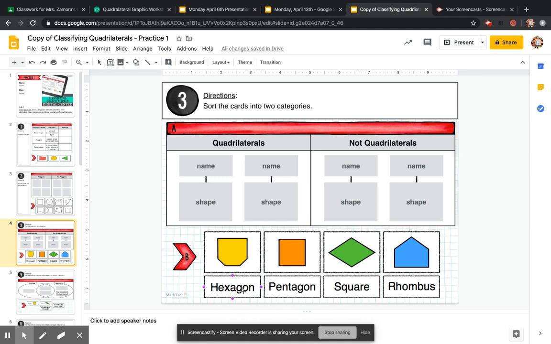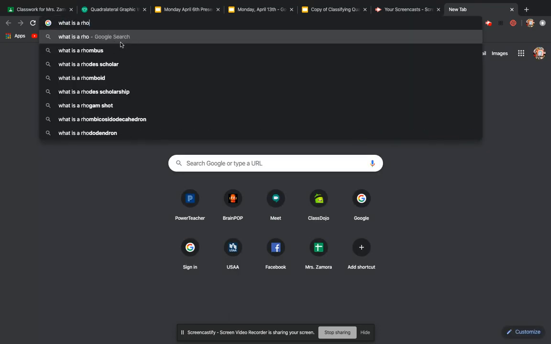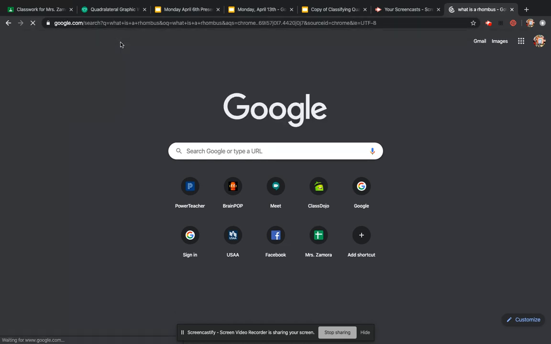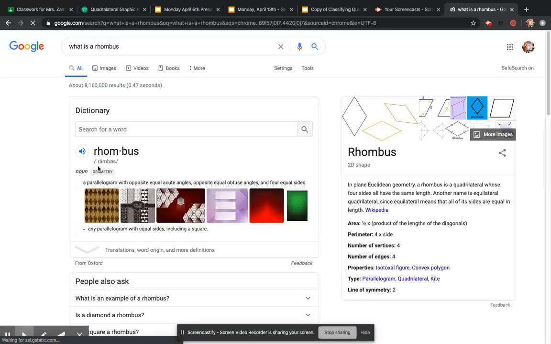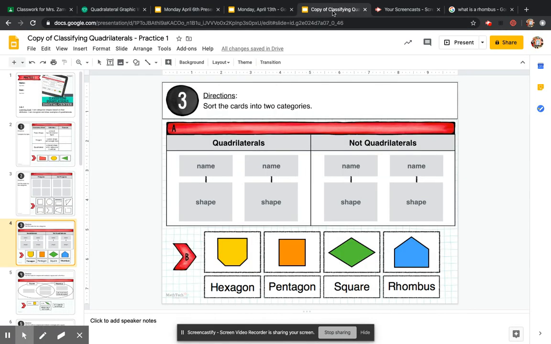If you do not remember some of these shapes, you can either ask an adult to help you, you can video chat with me, or you can even click a new tab up here and Google, what is a rhombus? Okay, and then the internet can help you. All right, whoops, you guys don't want to see that.